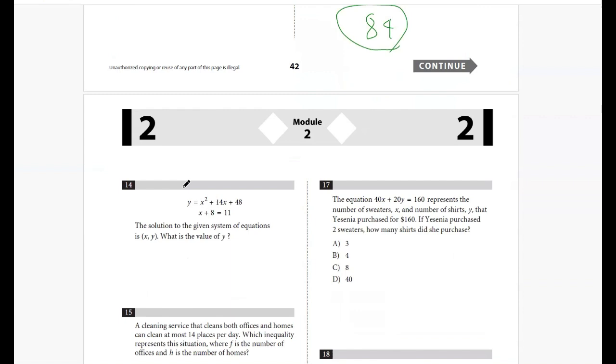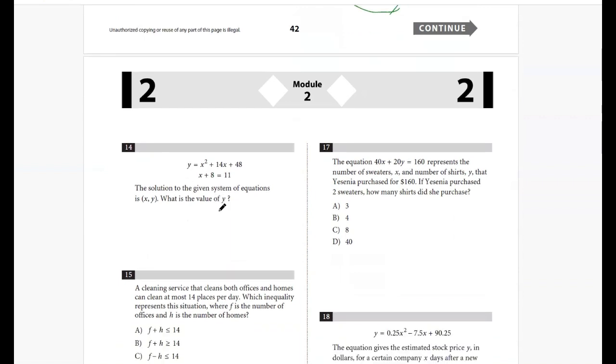The solution to the given system of equations is x, y. What's the value of y? So I know my x is 3 because 3 plus 8 is 11. Now I'm going to put this inside here. So y is 3 squared plus 14 times 3 plus 48. What does this equal? This equals 299.